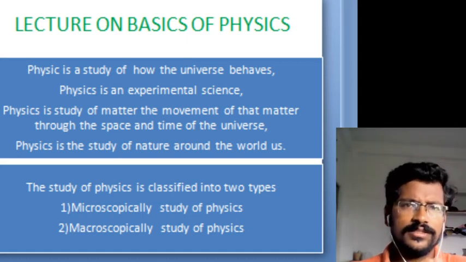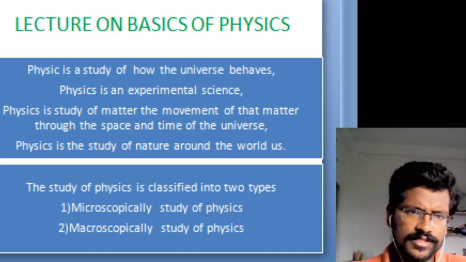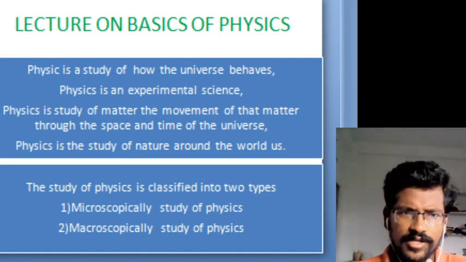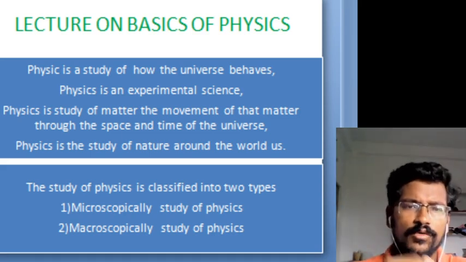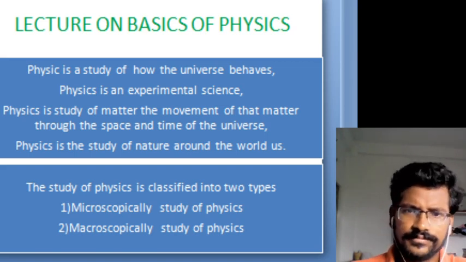One is the short range study of physics, and one is the long range study of physics. The short range study of physics is called the microscopic study of physics. The long range study of physics is called the macroscopic study of physics. That is called the astronomical study of physics. Okay, now we are going to look into the microscopic study of physics.